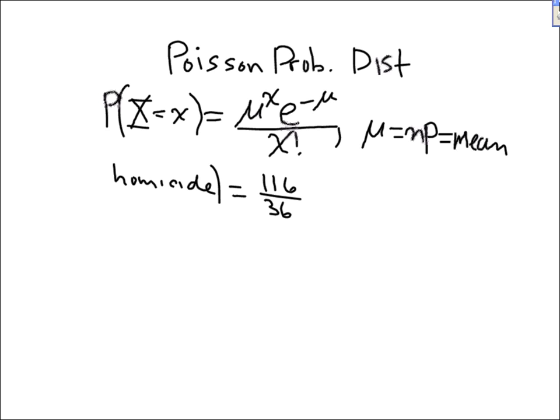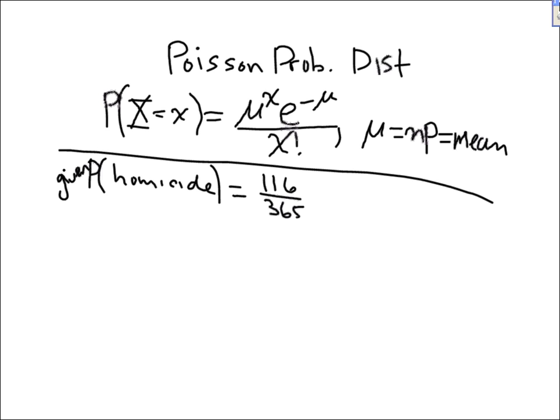So suppose I tell you that the probability of a homicide in a given city is 116 out of 365. The probability of a homicide is that. So this is given. In a given city, the probability of a homicide is 116 over 365. That means on average, there's 116 homicides per year. And the question is, find the probability of 0 homicides.